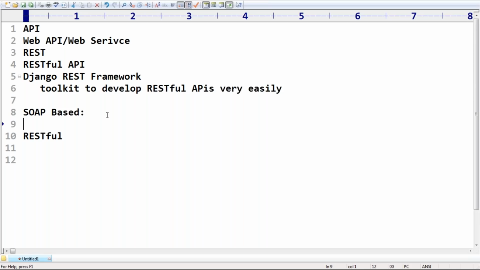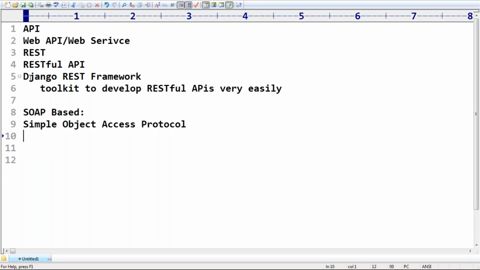Good. What are the various problems with SOAP-based services? First, what is SOAP? Can you please tell? Simple Object Access Protocol. This is SOAP. SOAP means Simple Object Access Protocol. Sir, what are the problems with SOAP?